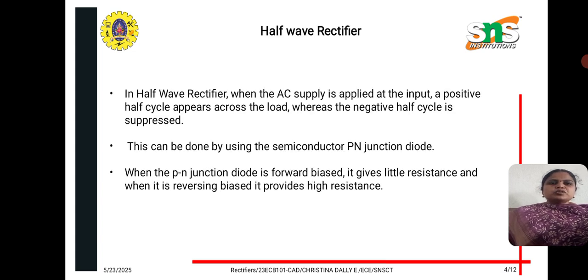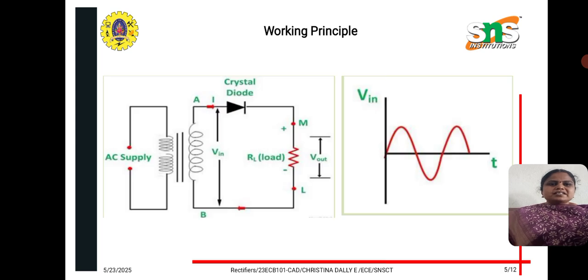There are two types of rectifiers. One is the half wave rectifier, another is the full wave rectifier. In a half wave rectifier, when the supply is applied to the input, the positive half cycle will appear across the load and the negative half cycle will be suppressed. This can be done by using a semiconductor PN junction diode. If the diode is forward biased, it gives little resistance, and when it is reverse biased, it provides high resistance. This is the circuit diagram for the half wave rectifier.